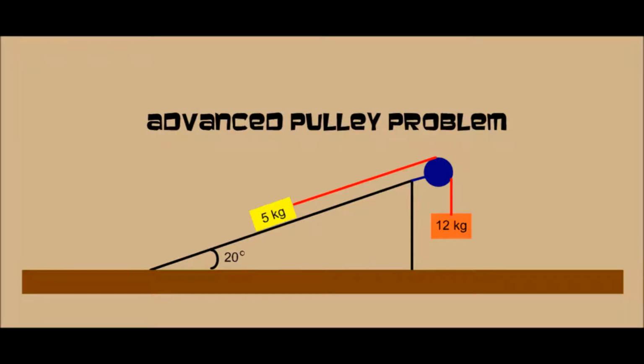Okay, this is Mr. Hammond, and this practice problem is going to be an advanced pulley problem. You can see our setup here. This is really a very popular physics practice problem because it does a great job of combining a lot of things that you may have learned already about Newton's second law, about the acceleration due to gravity, and about the force due to friction.